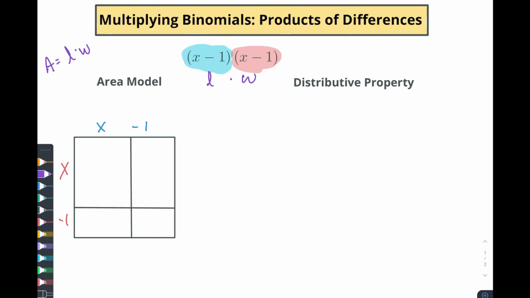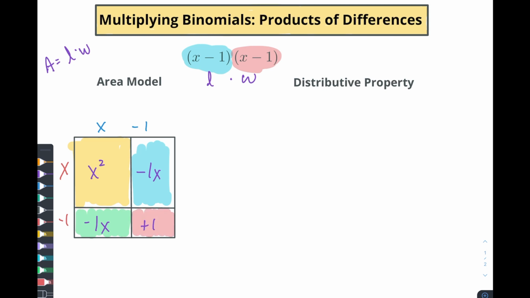So we're going to take x times x, which is x squared, and that's going to be this first box right here. Then we're going to have x times negative 1, which will be a negative 1x, and that's going to be for this piece right here. And then we're going to have another x times another negative 1, a different x and a different negative 1, but we're still going to end up with a negative 1x, and we'll call that for this piece right here. And then finally, we've got a negative 1 for this dimension and a negative 1 for this dimension. So we're going to end up with negative 1 times negative 1, which is a positive 1. And that will be for our last piece right here.